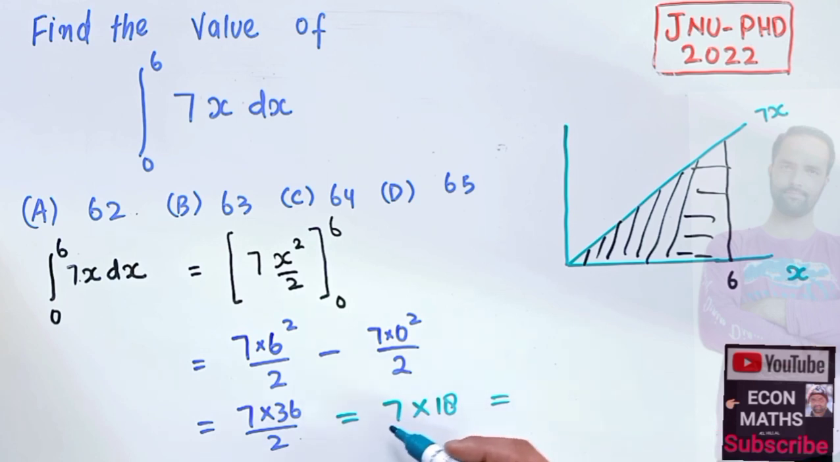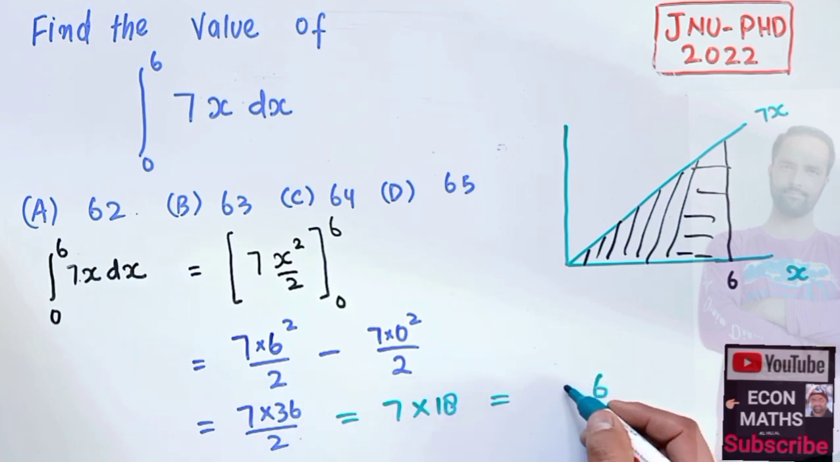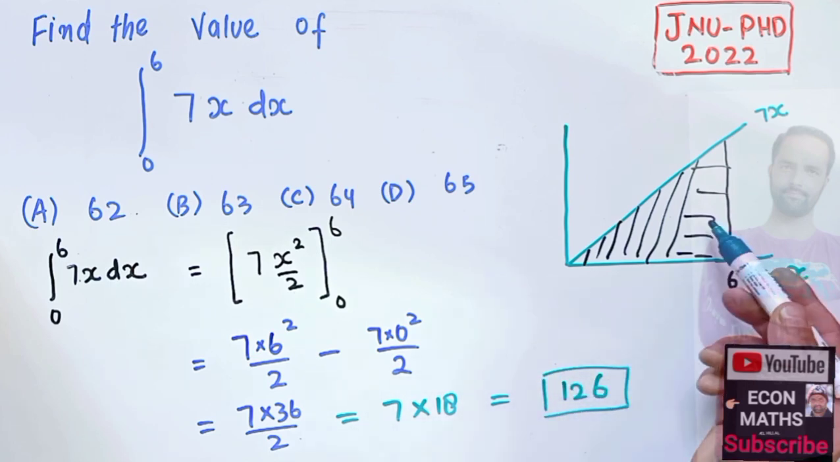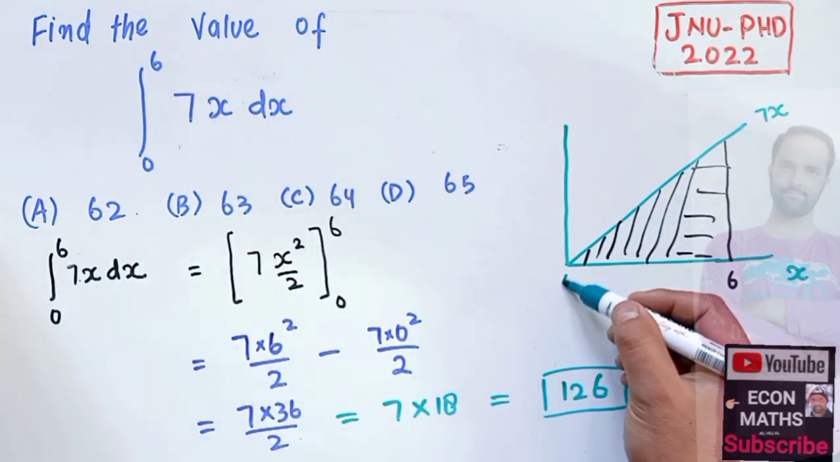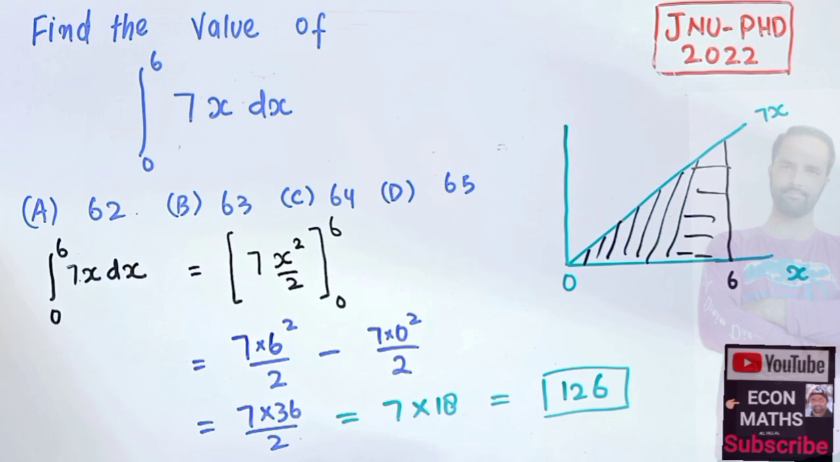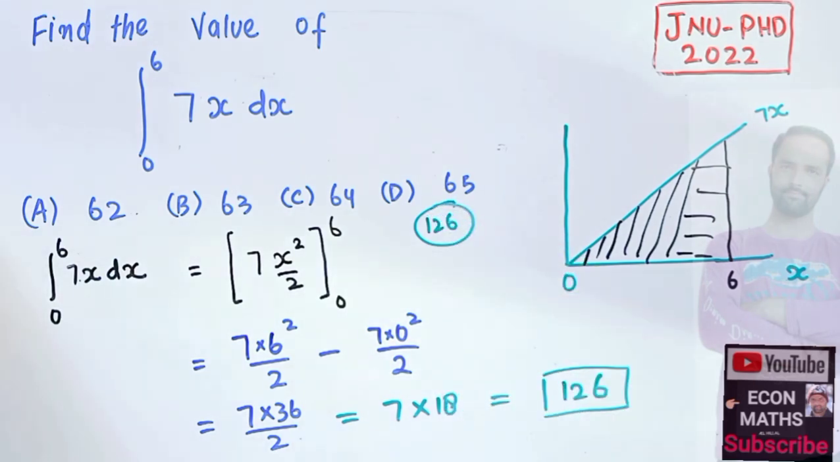So this comes out to be 7 into 18. 7 8s are 56, 7 ones are 7, plus 5 gives 12. So we got here 126 as the value of this integral 7x from 0 to 6. Okay, but no option is here with 126. That means the options are being given incorrectly. So the correct option should be 126.